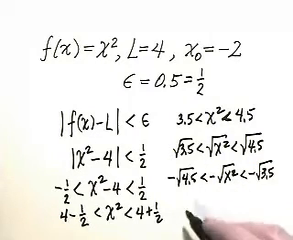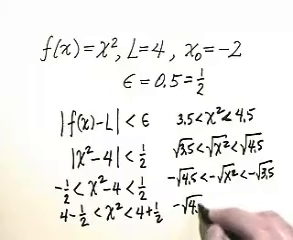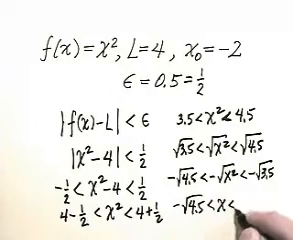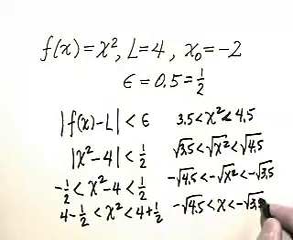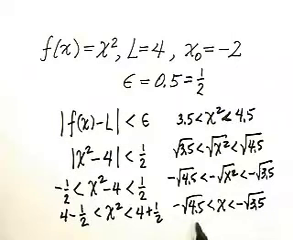Well, here what we need to do is a computation, and if you do that you'll find negative square root 3.5 is about negative 1.87. It's actually a little more negative than that, and square root 4.5 is about 2.12, so this is about negative 2.12. So the x's that we want to consider are roughly between negative 1.87 and negative 2.12.